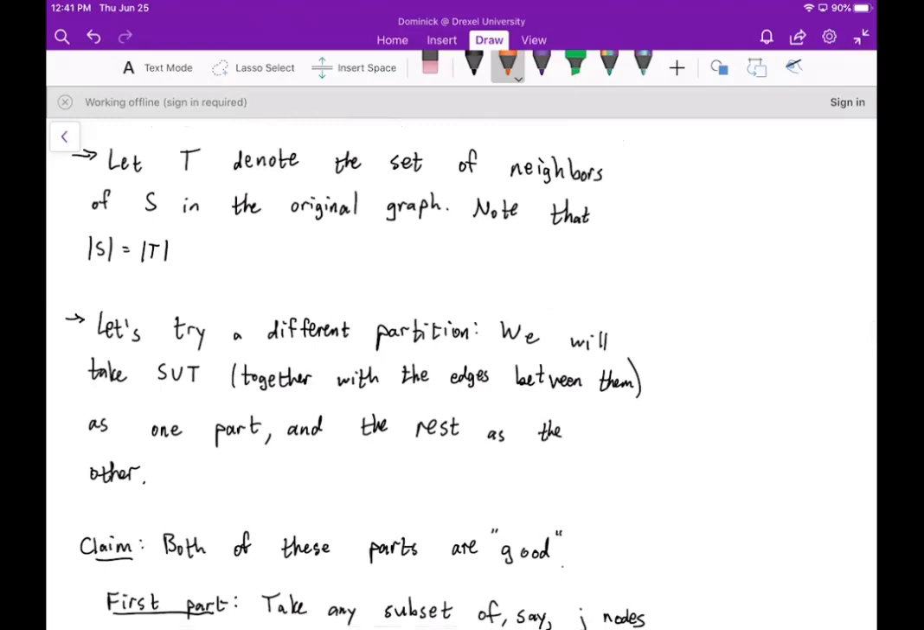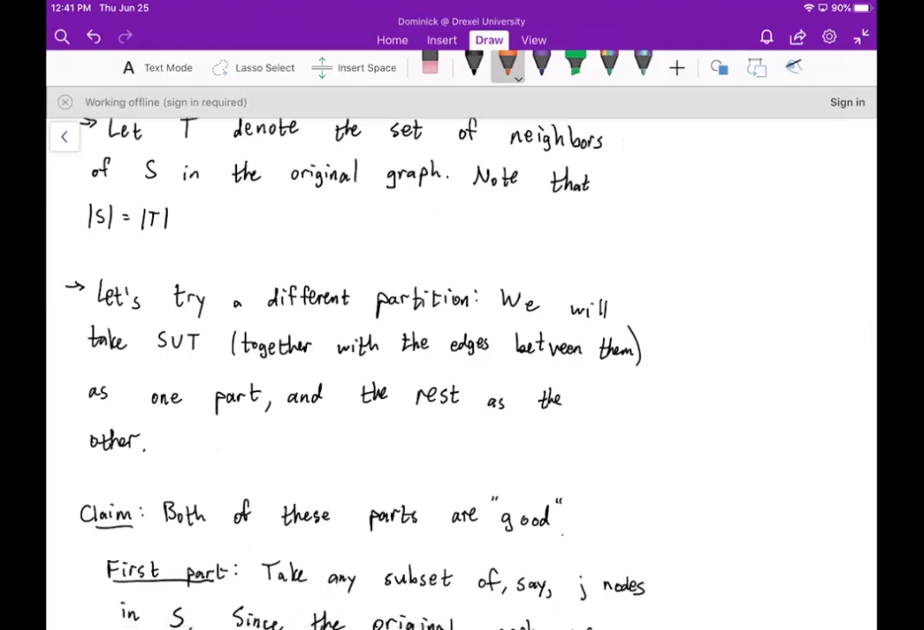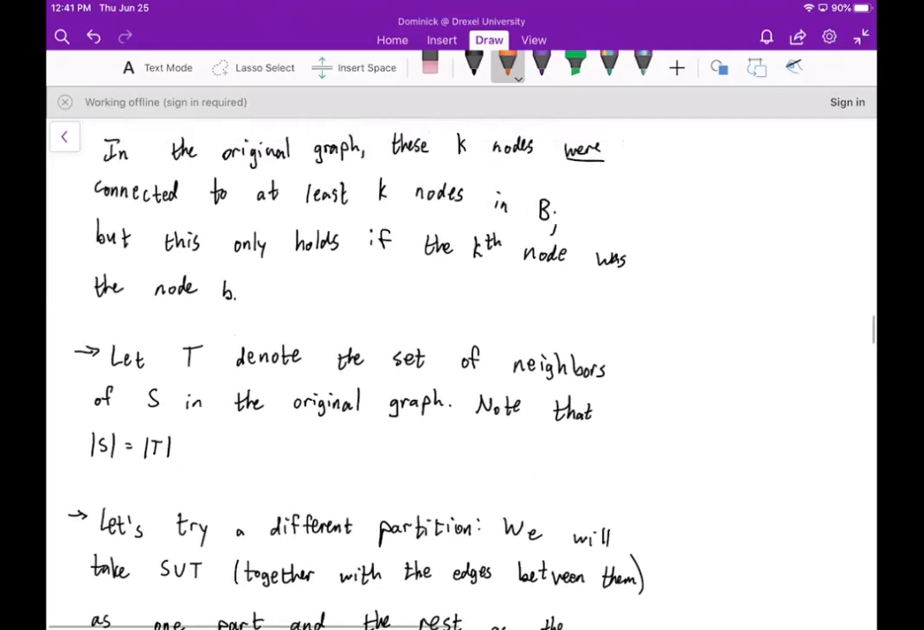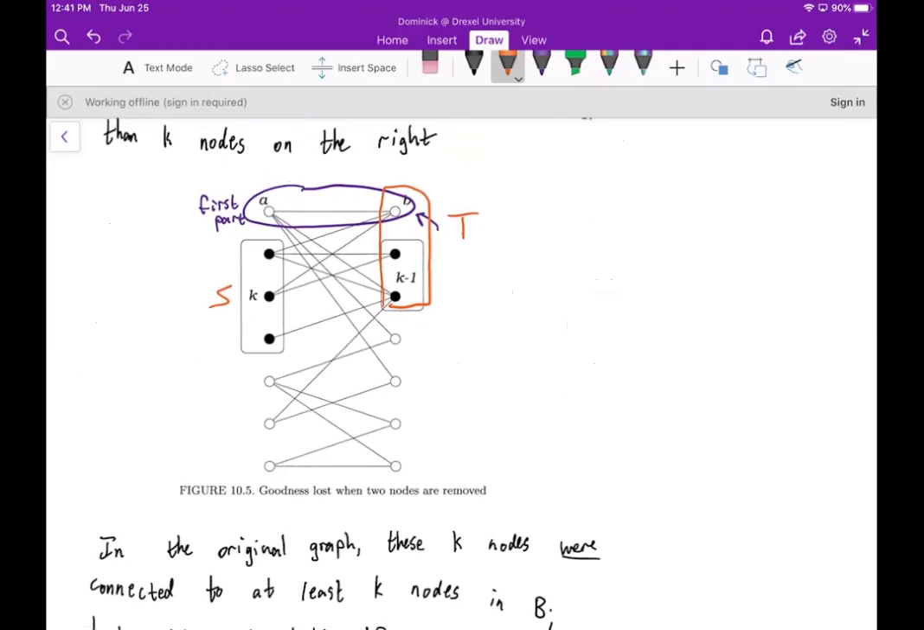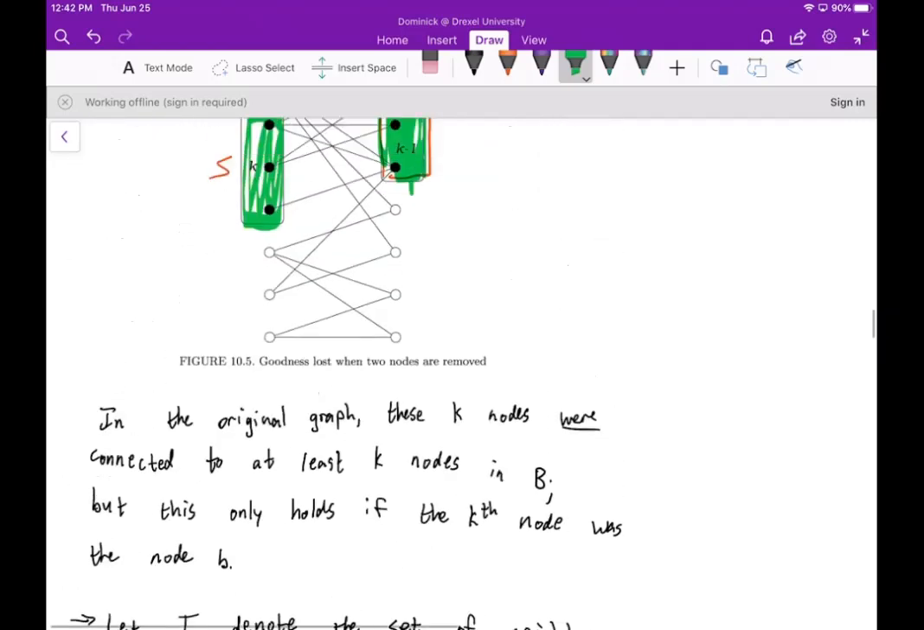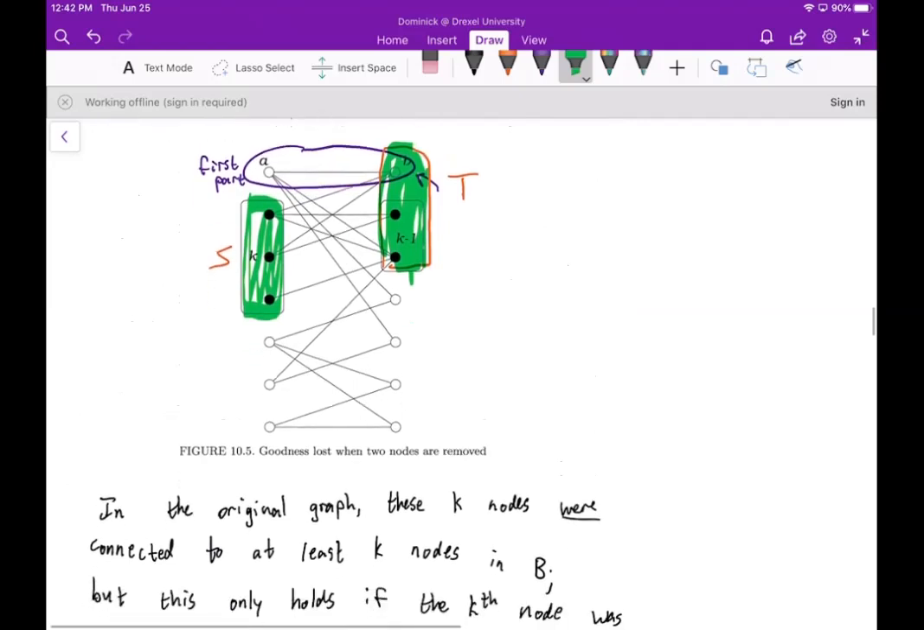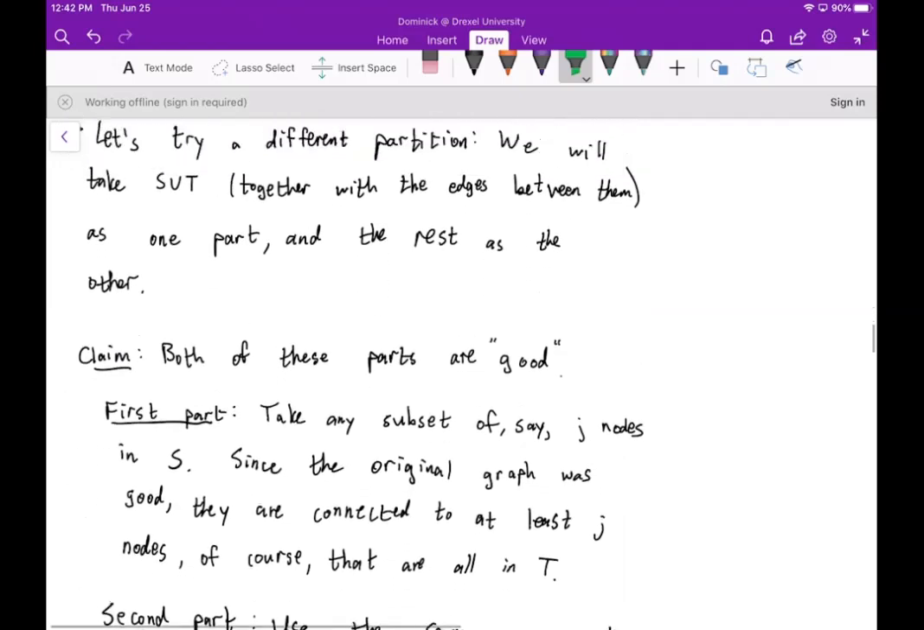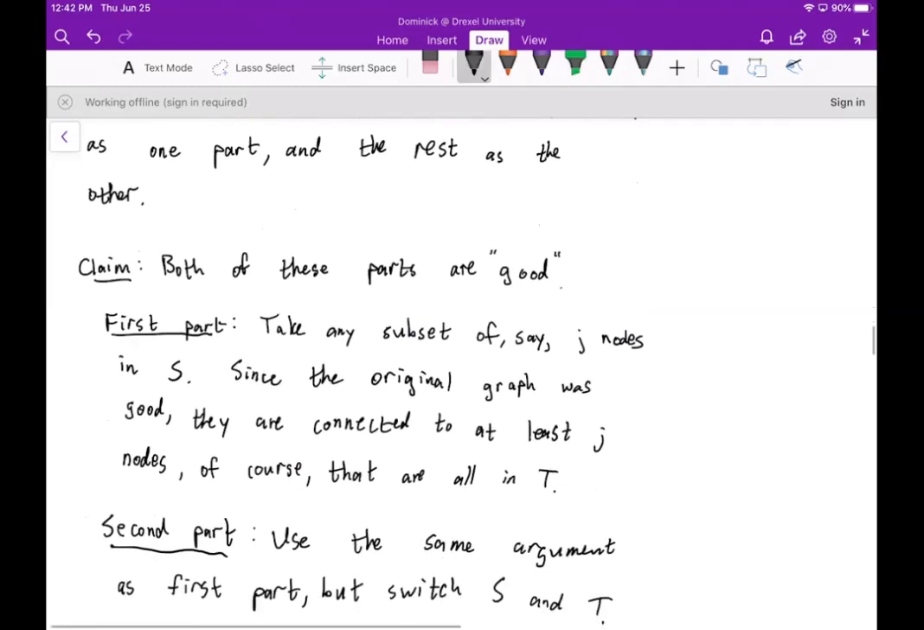Now if we try a different partition, we will take S union T together with the edges between them as one part and the rest as the other part, right? So now we're taking this region and this region, these three nodes and these three nodes, as one part, and then a, and those other nodes as the rest. All right, so we eliminated the possibility where we could potentially lose a node that we would need. Okay, now our claim is that both of these parts are good.